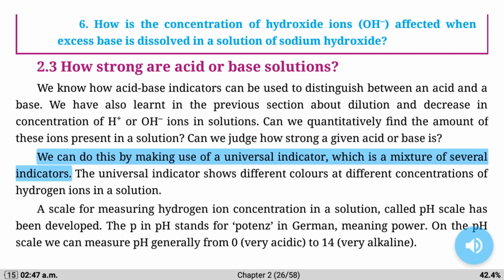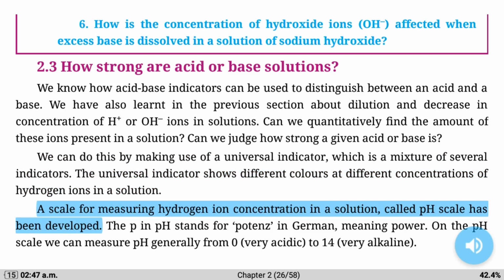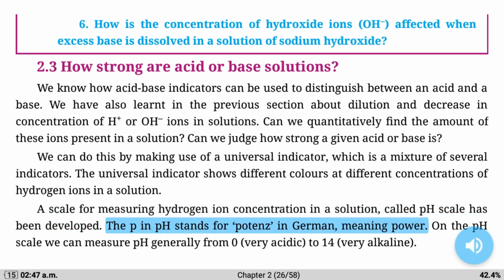We can do this by making use of a universal indicator, which is a mixture of several indicators. The universal indicator shows different colors at different concentrations of hydrogen ions in a solution. A scale for measuring hydrogen ion concentration in a solution, called pH scale, has been developed. The p in pH stands for 'potenz' in German, meaning power.